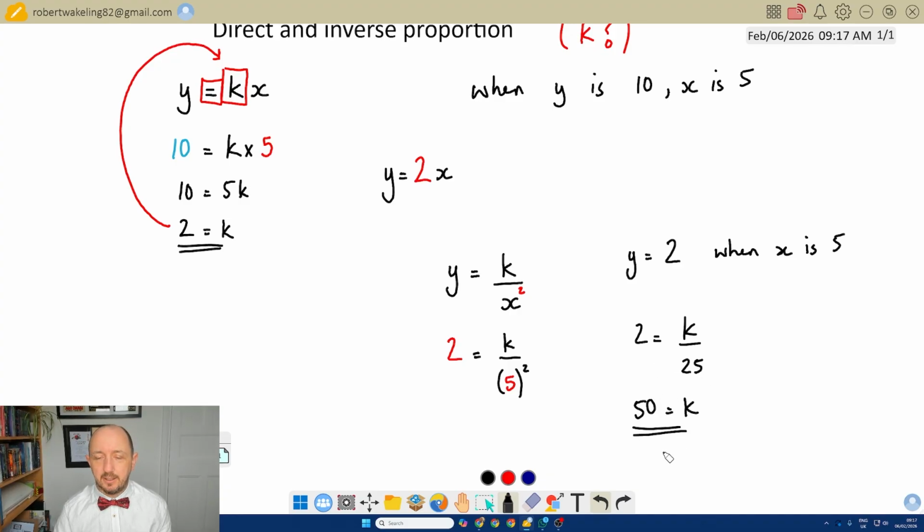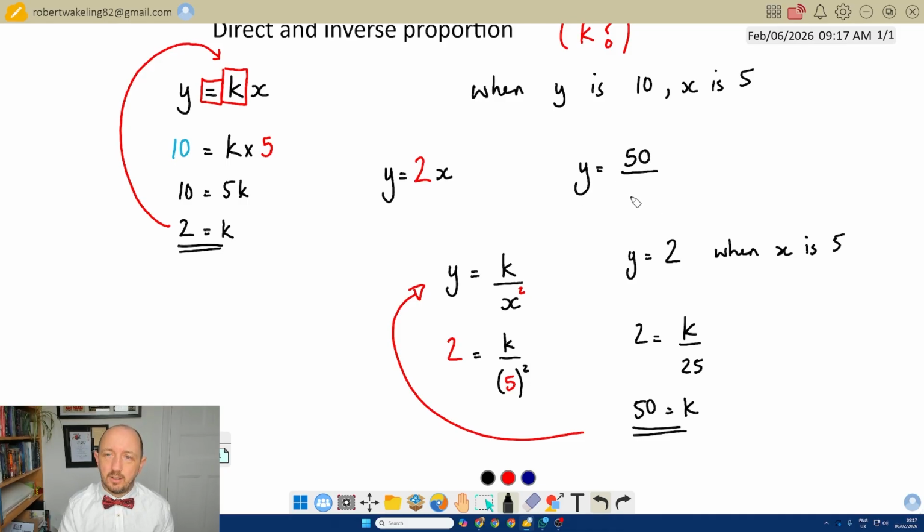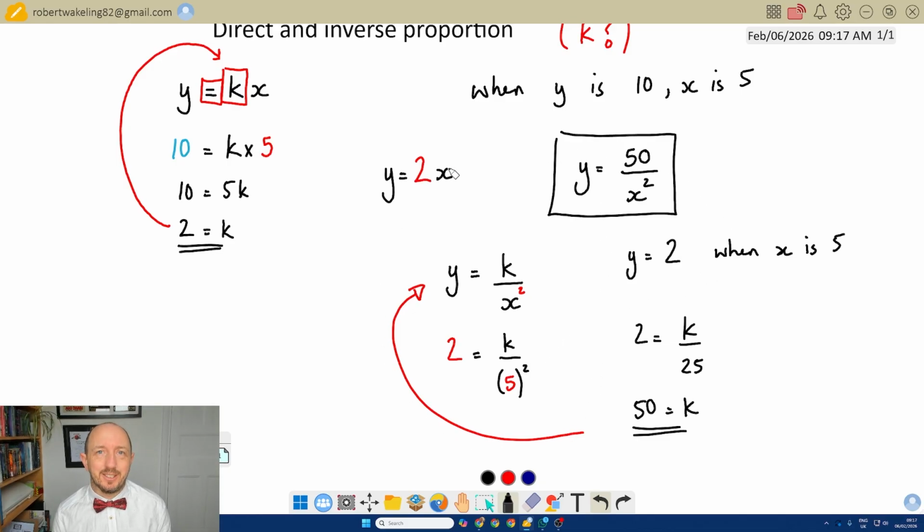So we found k, but we're not finished yet. We have to re-substitute that into our original equation. Students often try to keep the numbers in here. No, go back to the original equation. Y equals k, which was 50, over x squared. And that's it. Okay, so direct and inverse proportion is all about writing it out in the correct manner with the equals k for direct and equals k over for inverse, and then substitute the numbers, find k, and rewrite the equation once you know what k is.